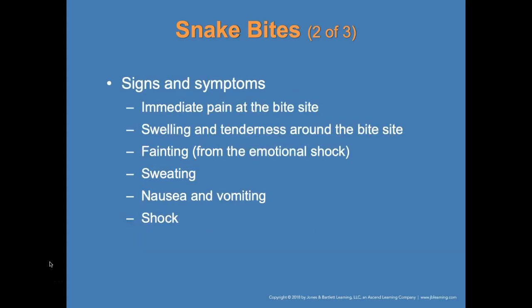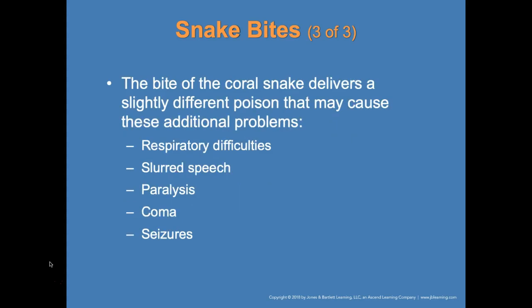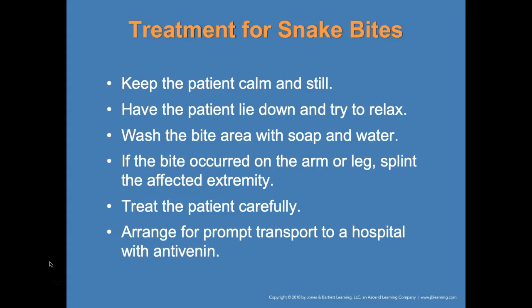Signs and symptoms: we're going to have immediate pain at the bite site, swelling and tenderness around the bite site, fainting from the emotional shock, sweating, nausea and vomiting. They might go into shock. The coral snake, their toxin is a little different. May include these additional issues. We might have some respiratory problems, slurred speech, paralysis, coma, or seizures.